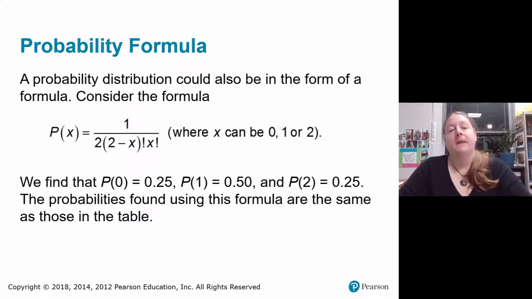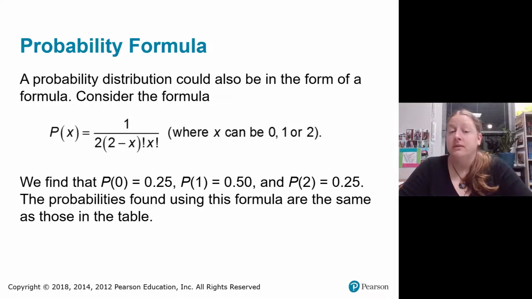All right, so we've seen the graph now, we've seen the table. The last way that we could show a probability distribution is through a formula. So here's the formula, P of x, that's going to actually give us the probability distribution that we've been looking at. We get it by taking 1 divided by 2 times the quantity 2 minus x factorial times x factorial.